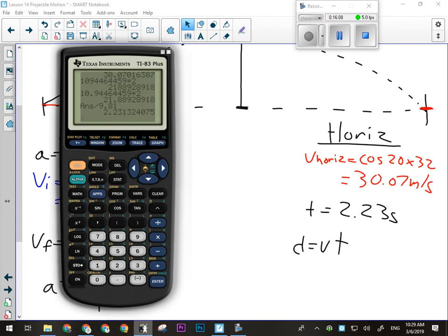So I take that 2.23, sorry, with all the decimals. And I multiply that by my horizontal velocity, 30.07016387. All right, it's 67 meters across the riverbed. That's considerable. That's a long way to fly a car.